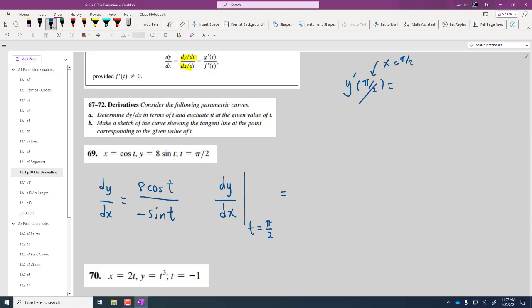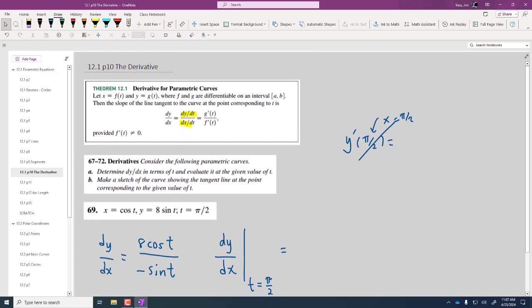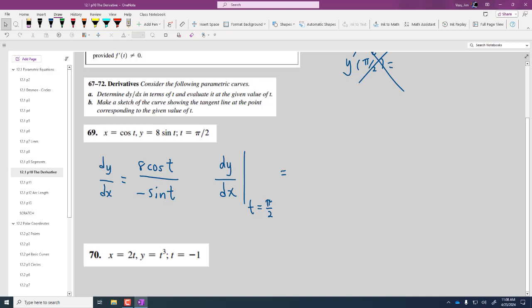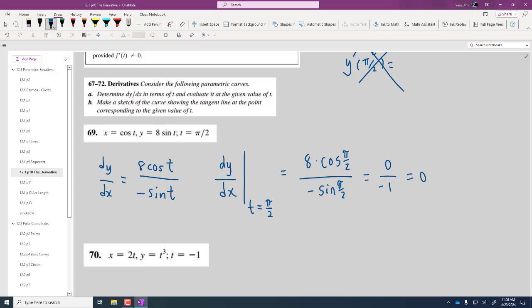So we can't use this notation. We're going to use this notation that indicates we're using a parameter value, not an x value. So that parameter value is pi over 2. We literally just come in here, cosine of pi over 2. We're just going to do kind of what it implies. Cosine of pi over 2 is 0. Sine of pi over 2 is 1. So we get the slope is 0.